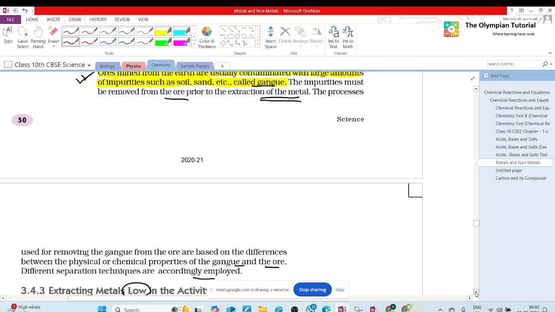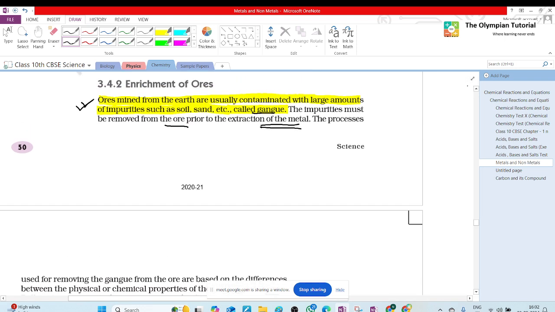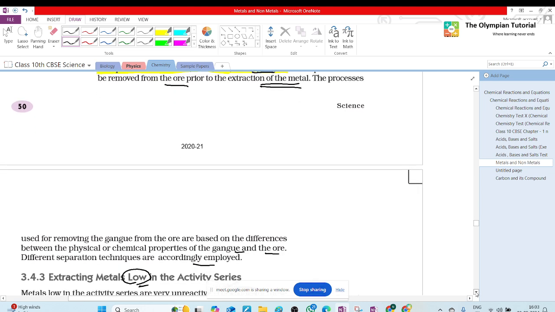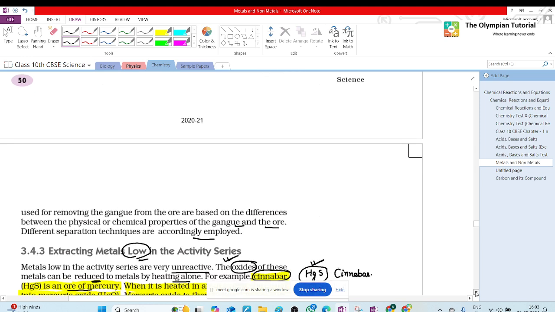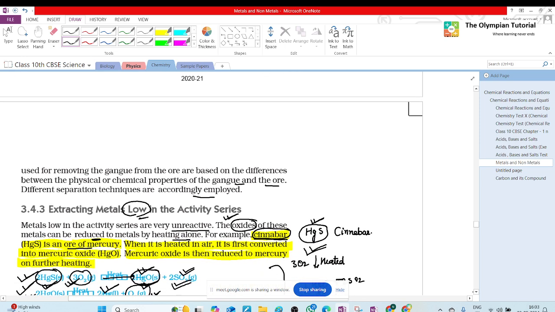Ores mined from the earth are usually contaminated with large amounts of impurities such as soil, sand, etc., called gangue. The impurities must be removed from the ore prior to the extraction of the metal. The processes used for removing the gangue from the ore are based on the differences between the physical or chemical properties of the gangue and the ore. Different separation techniques are accordingly employed.